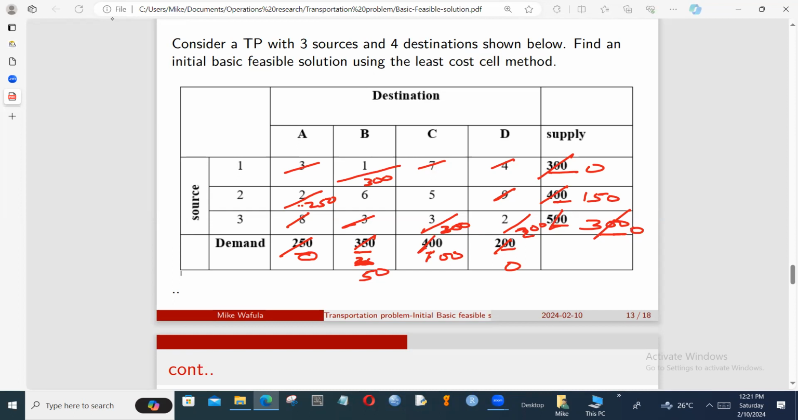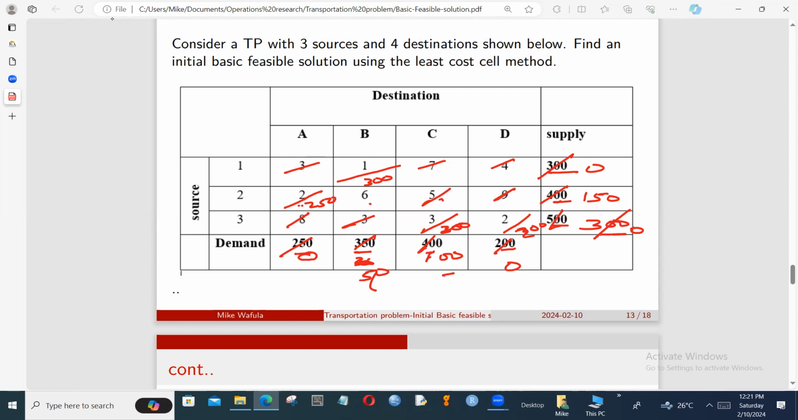Now, when you check column 3, column 3 has only this 100 and one cell which is unfilled. So this 100 will just go there, and column B has only 50 units at the end of it all. They'll just come here because only one cell is blank. But still you can compare 6 and 5. 5 is still the smallest.